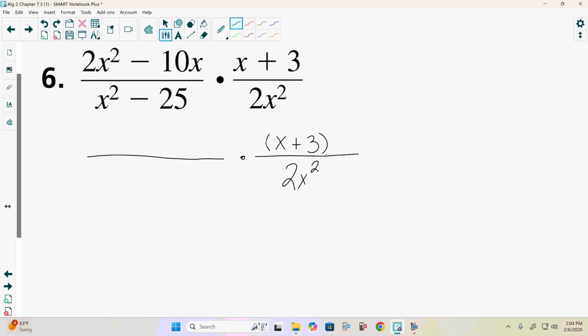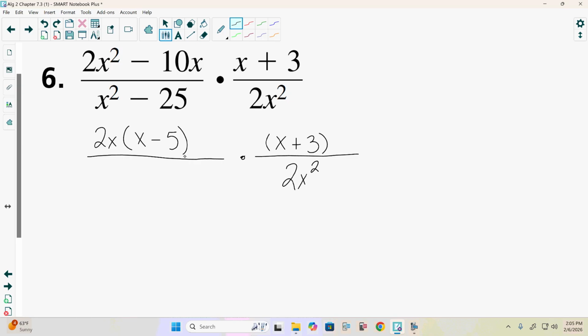Now we can look at the first one. We have 2x squared minus 10x and x squared minus 25. Which one do we want to look at first? The top. Is there a greatest common factor between 2x squared and 10x? 2x. Because if I factor 2x out of 2x squared, it's going to simplify to x. If I factor 2x out of 10x, x factors out. 10 is going to become 5, yes?